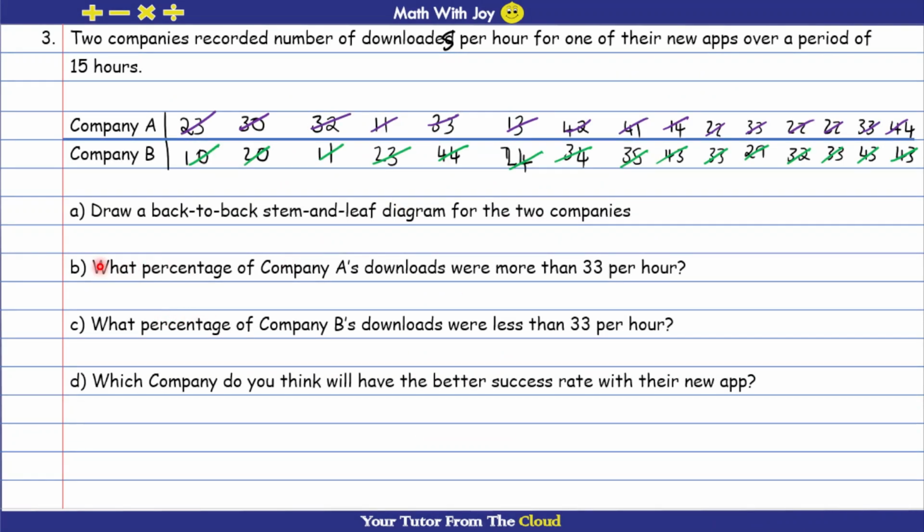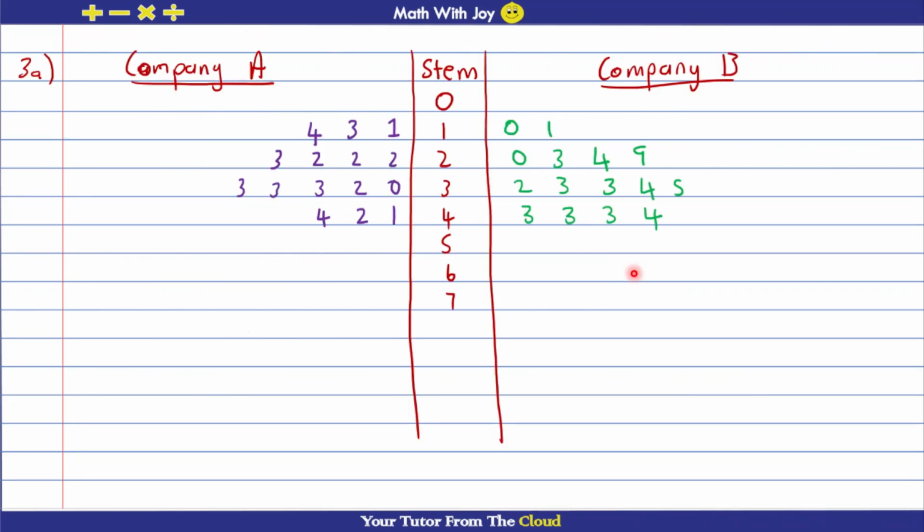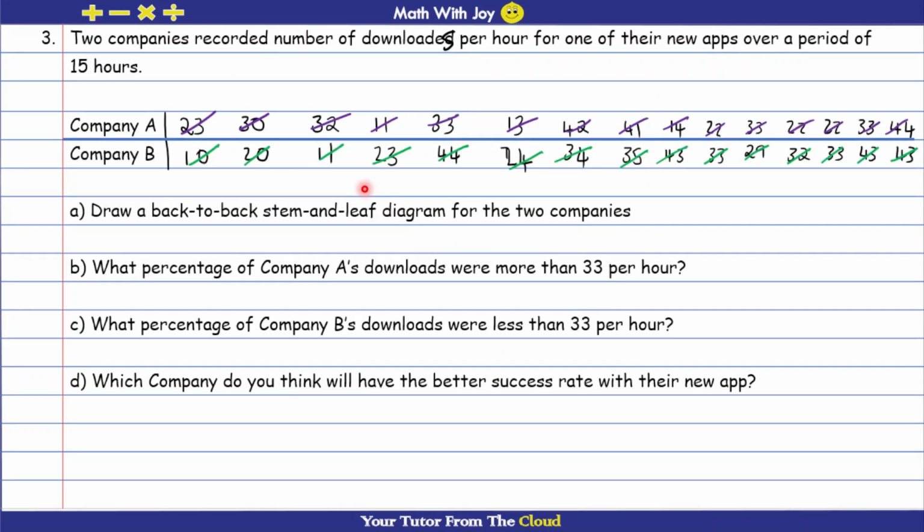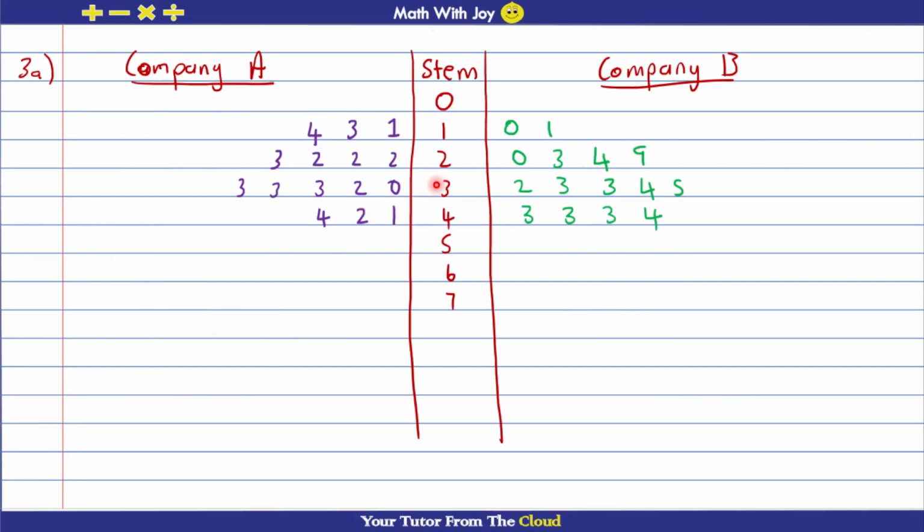And then question B, they say, what percentage of company A's downloads were more than 33 per hour? So 33 downloads per hour. What percentage was more than that? And that is going to be all the values that are more than 33 per hour. So we know this is 30, 32. Is it for company A? Company A, yes. So this is 30, 32, 33, 33, 33.